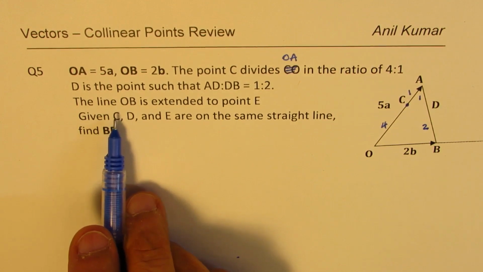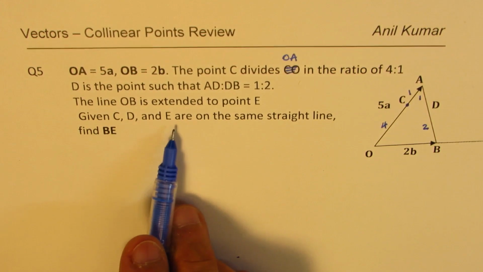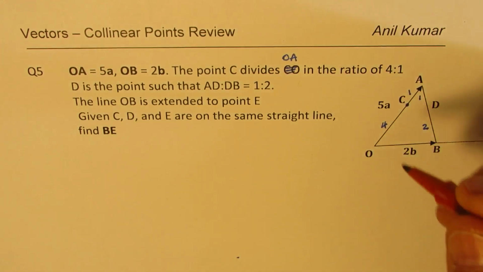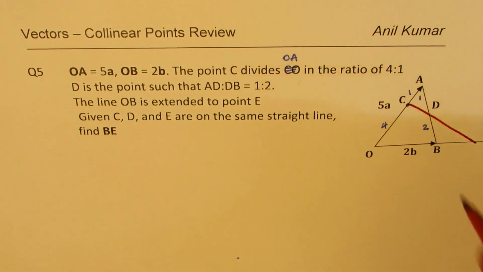The line OB is extended to get the point E. Given C, D, E are on the same straight line, find BE. Very interesting question, right? It's very different from what we did so far. So anyway, let me just construct this. Now, you need to find vector BE. So that's the question for you. You can pause the video, answer the question, and then look into my suggestions. Use the knowledge which you have learned in this set of videos, especially the last question which we did.